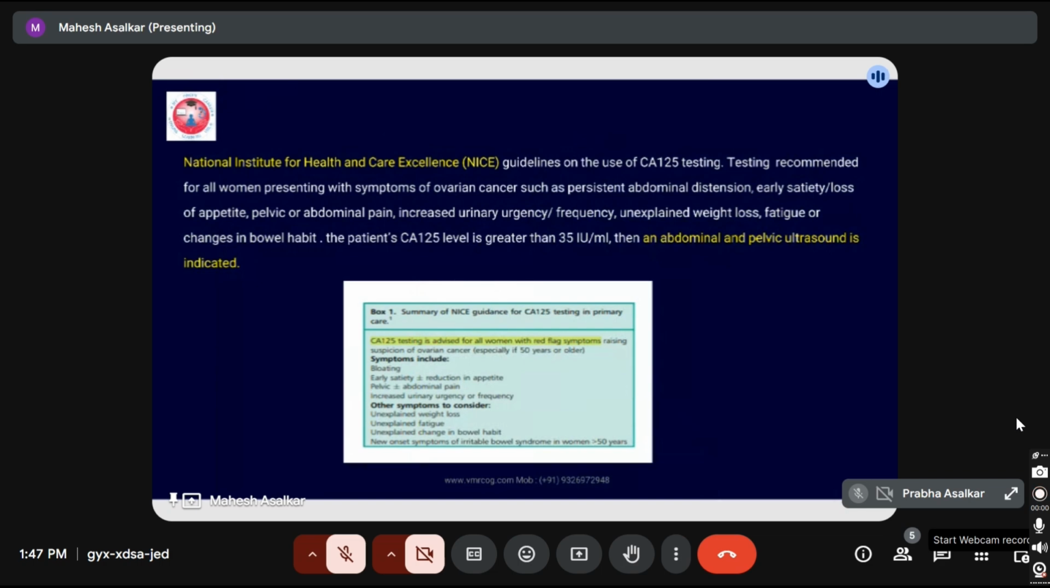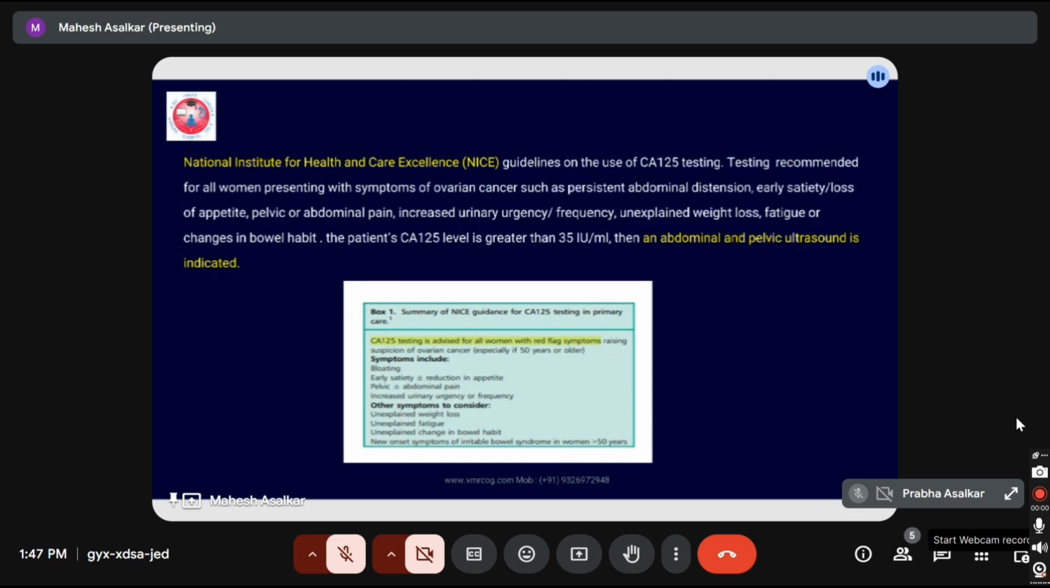So when we are doing the CA125 testing, what do the NICE guidelines recommend? Testing is recommended for all women presenting with symptoms of ovarian cancer, such as persistent abdominal distension, early satiety, loss of appetite, pelvic or abdominal pain, increased urinary urgency or frequency, unexplained weight loss, fatigue, changes in the bowel habit. In these patients, you have to do CA125 levels. Okay. If the patient's CA125 level is greater than 35, in that particular case, we have to suggest abdominal and pelvic ultrasound. Okay, it is indicated.